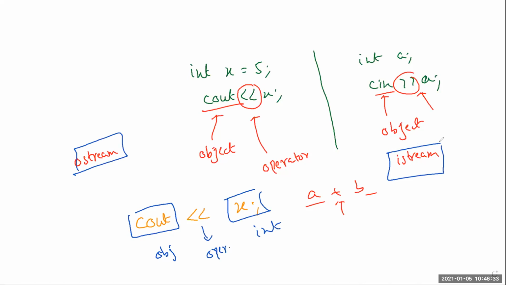And on the left side we have an object, on the right side we can have any basic data type, right? Like integer, float, character, string, or anything. And another important thing is that you might be thinking that when we write a program, we never create these objects, cout and cin, right? The reason is that these objects are already created when you use include iostream, right? So these objects are already there. You can directly use them. You don't need to create them, right?